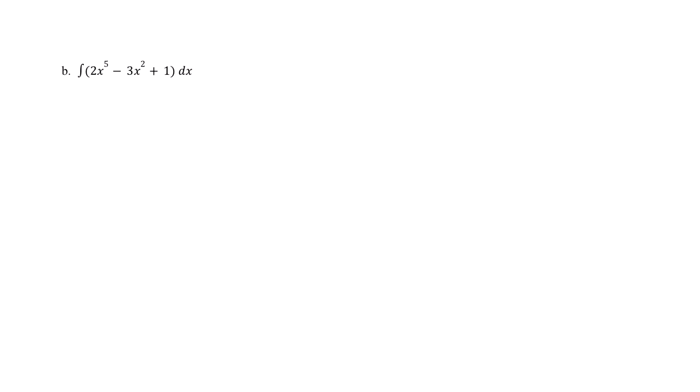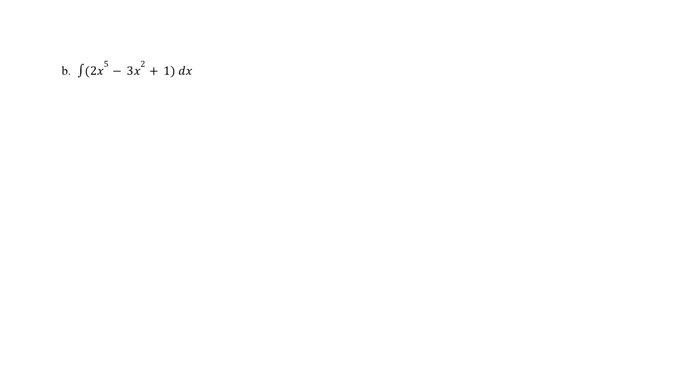In part B, I have the indefinite integral. We're going to be integrating 2x to the fifth minus 3x squared plus 1 dx. So we're integrating with respect to x here. That's our variable. And in this case, the big thing that's different is that we have these minus and plus symbols here. We're integrating more than one single term, which might be worrying or it might be concerning to you.